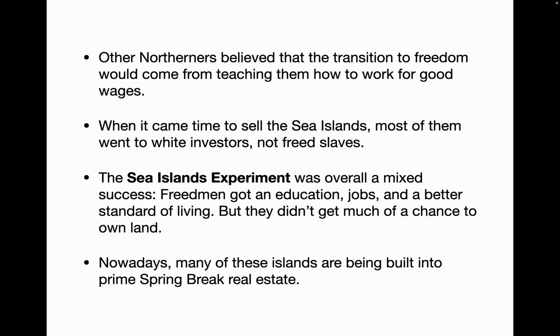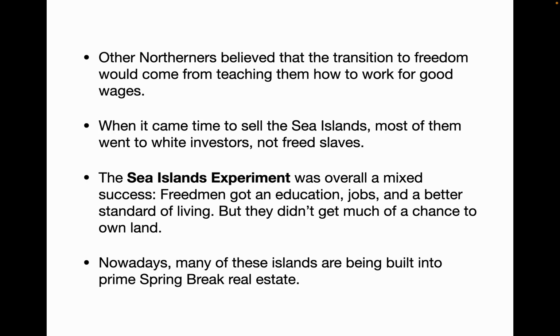So other Northerners believed that the transition of freedom came from basically teaching them how to do a job that many of them already knew how to do, which was farming, basically. And so when it came time to sell the Sea Islands, most of them went to white investors, not freed slaves. This Sea Islands experiment was kind of a mixed bag altogether.